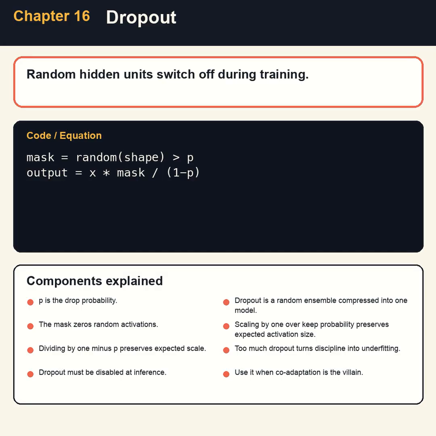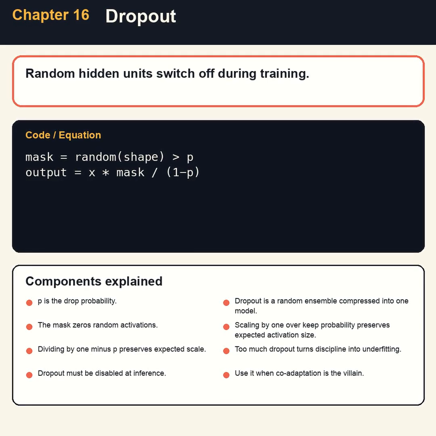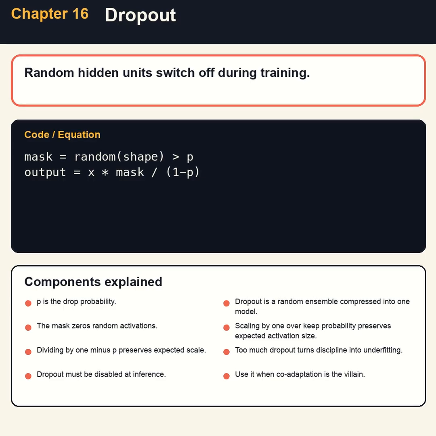Dropout became famous because it made networks less dependent on fragile feature alliances. The team member analogy is exact. If a teammate may vanish, everyone learns broader skills.